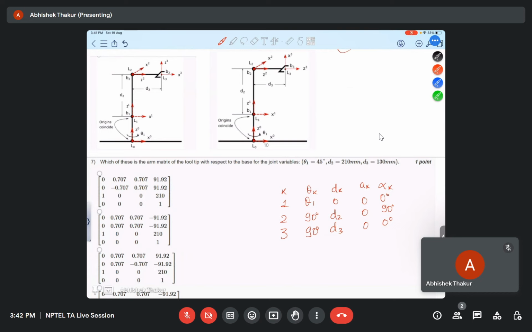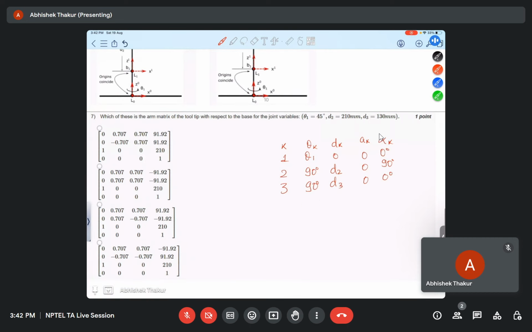You can also find this using the definition which I have taught in the classroom. It's not that tough. So now these parameters are given. So now coming to the arm matrix.